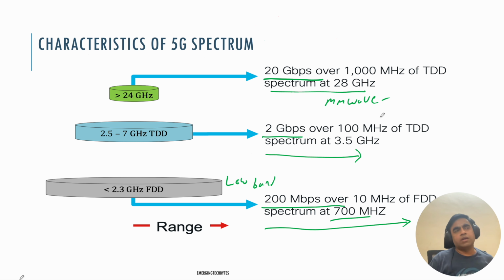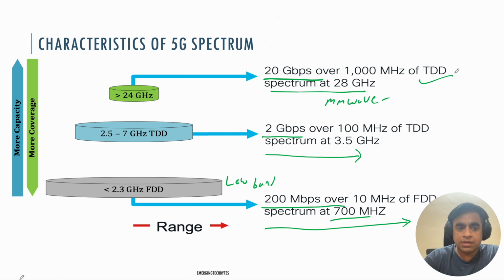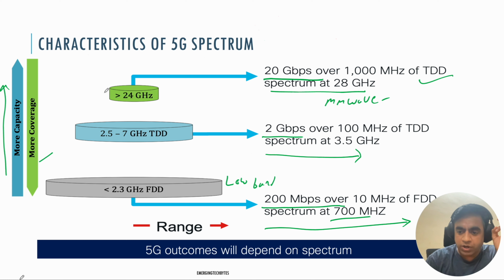And then, as I was talking about in one of the earlier sessions, different countries have taken different approaches to allocate spectrum in private 5G deployments. And I see that some countries have even allocated spectrum in the millimeter wave segment as well. So the key takeaway here is, if there is more coverage, then there will be less bandwidth. If there is more capacity, the coverage will be less. So again, going back to our previous point, the 5G outcome will depend on the spectrum.